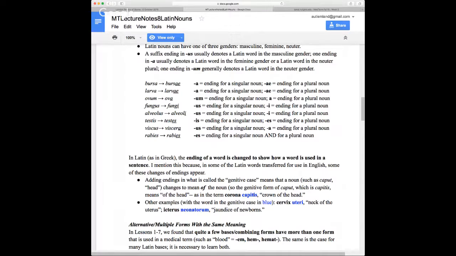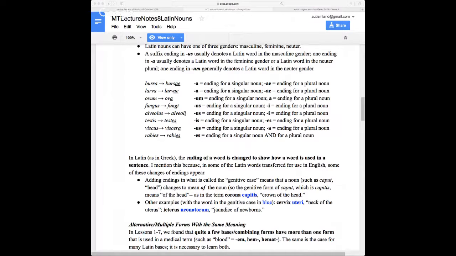So there are a couple of these pairs of nouns in Latin, or in medical terms, that is to say, that are in Latin and that have a noun followed by a genitive noun. So cervix means the neck, and then uteri is in the genitive, it's the neck of the uterus. Icterus is jaundice. Neonatorum, that is also a genitive form, that is the jaundice of newborns. Now, there are a limited number of words like this.